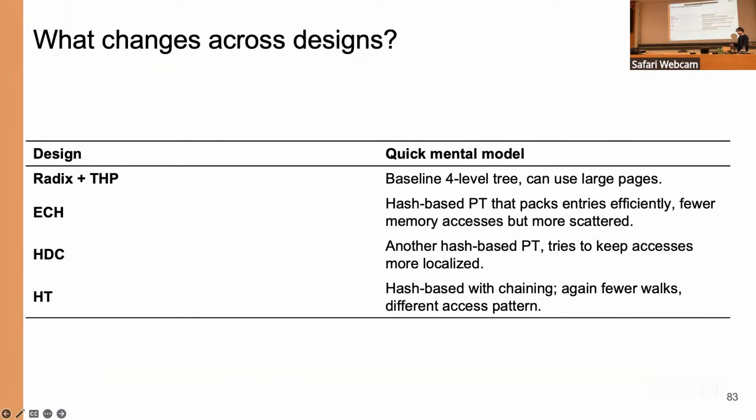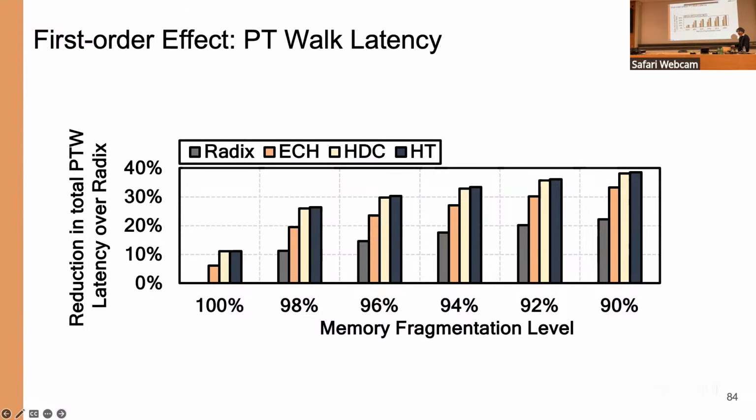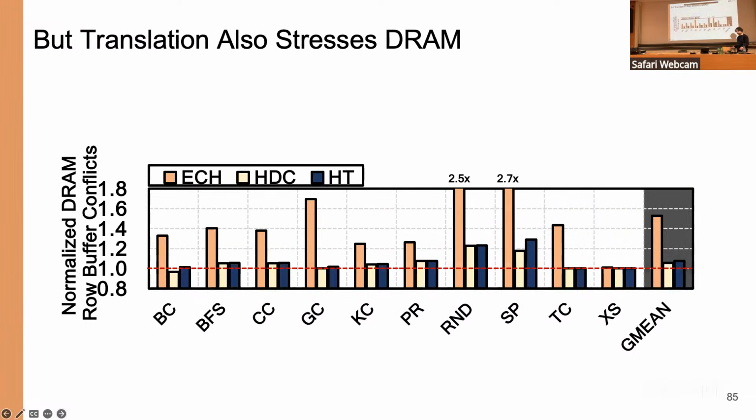So treat these as three flavors of hash-based page tables, all aiming to reduce the number of memory accesses per walk, but they differ in where those accesses land in DRAM. And all three hash-based designs reduce page table walk latency compared to radix. Benefits are largest when memory isn't badly fragmented, so we get more large pages and fewer levels to traverse. If you only looked at this metric, you'd say hash-based page tables win, done, right? But it's not that easy.